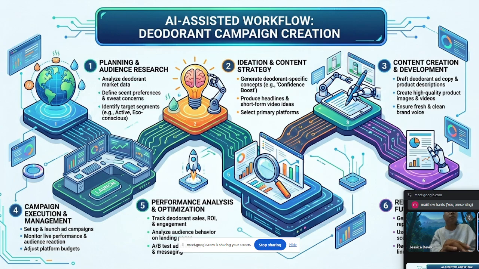So I got Gemini to create this image of, say, an AI-assisted workflow for a campaign, like was mentioned earlier, like a marketer might use. So I told it to make it a deodorant campaign, like a new deodorant.